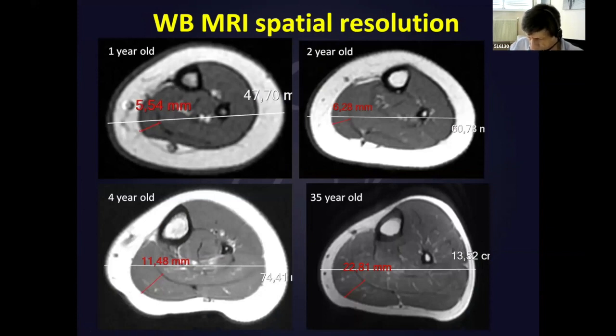The spatial resolution is one of the most important points to be dealt with by the radiologist. The size of the structures is not the same at 1 year as at 35 years. When the resolution is bad, abnormalities inside muscles are not visible. It is a key point.